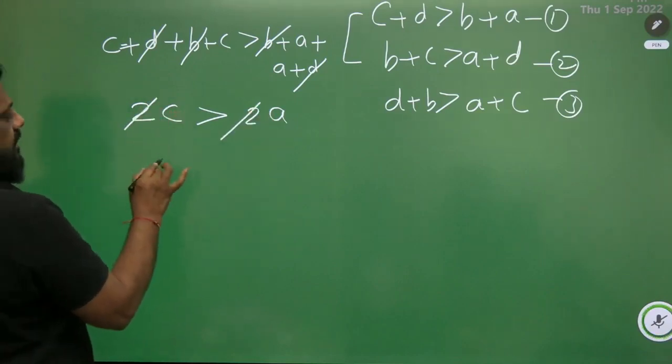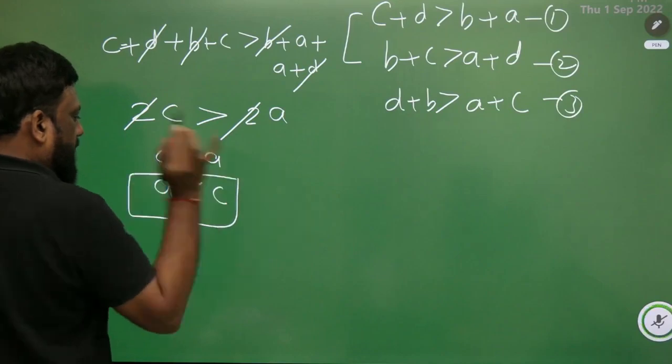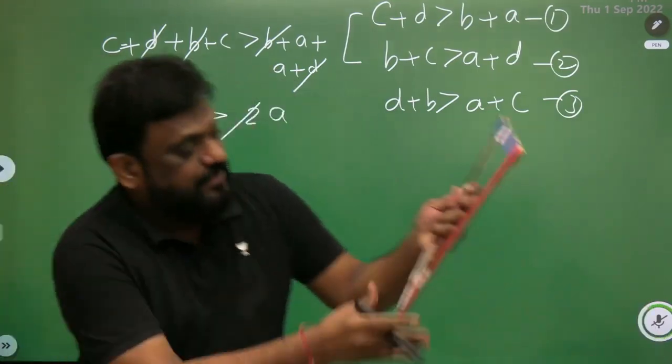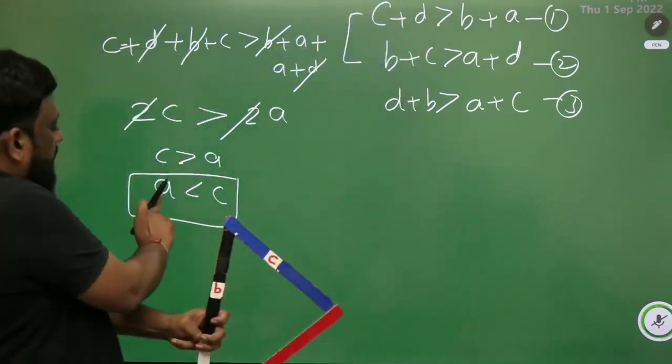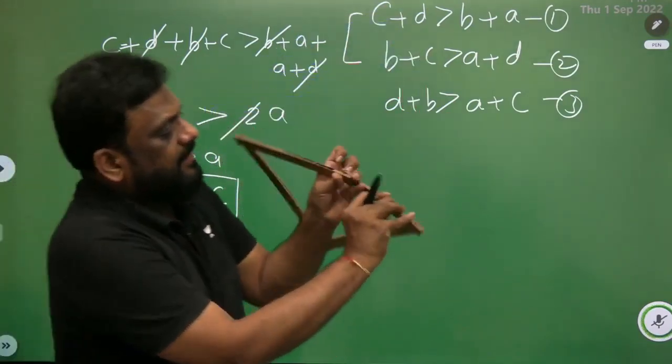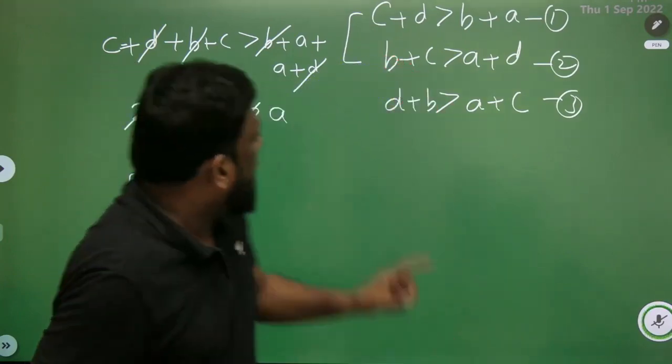Means, can I write C greater than A, or A is less than C? Absolutely. So please focus on this white link. My white link is A. So I got the condition A less than C. This means the length of this link is less than C. I got this condition when I added 1 and 2.